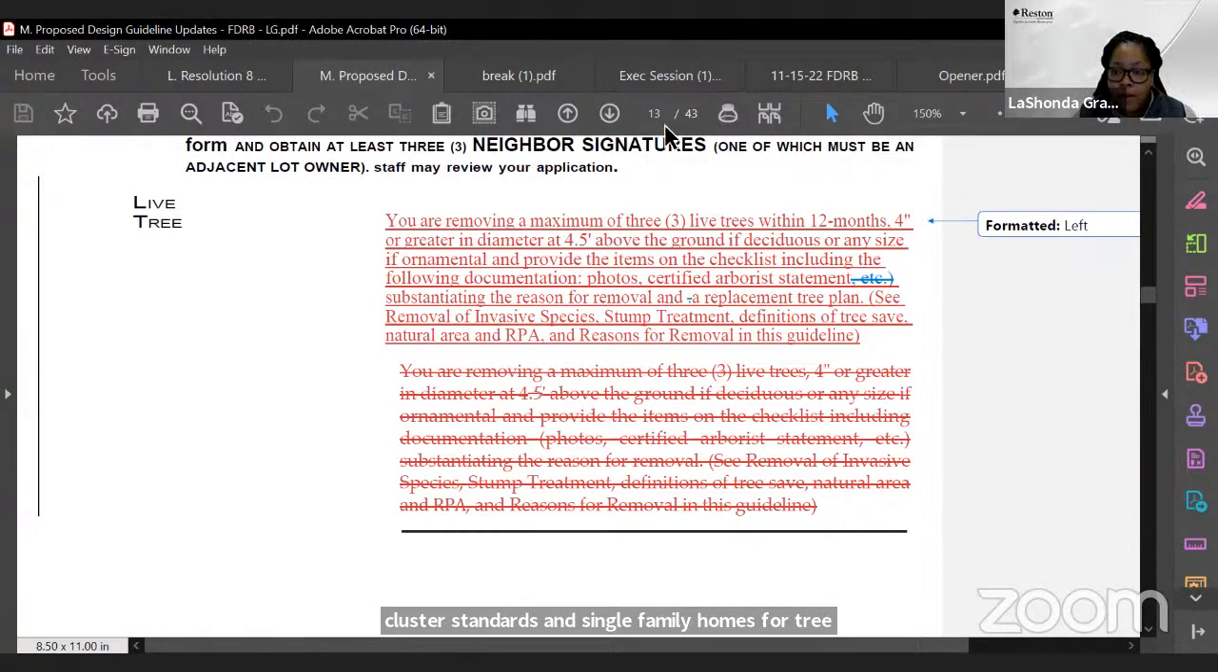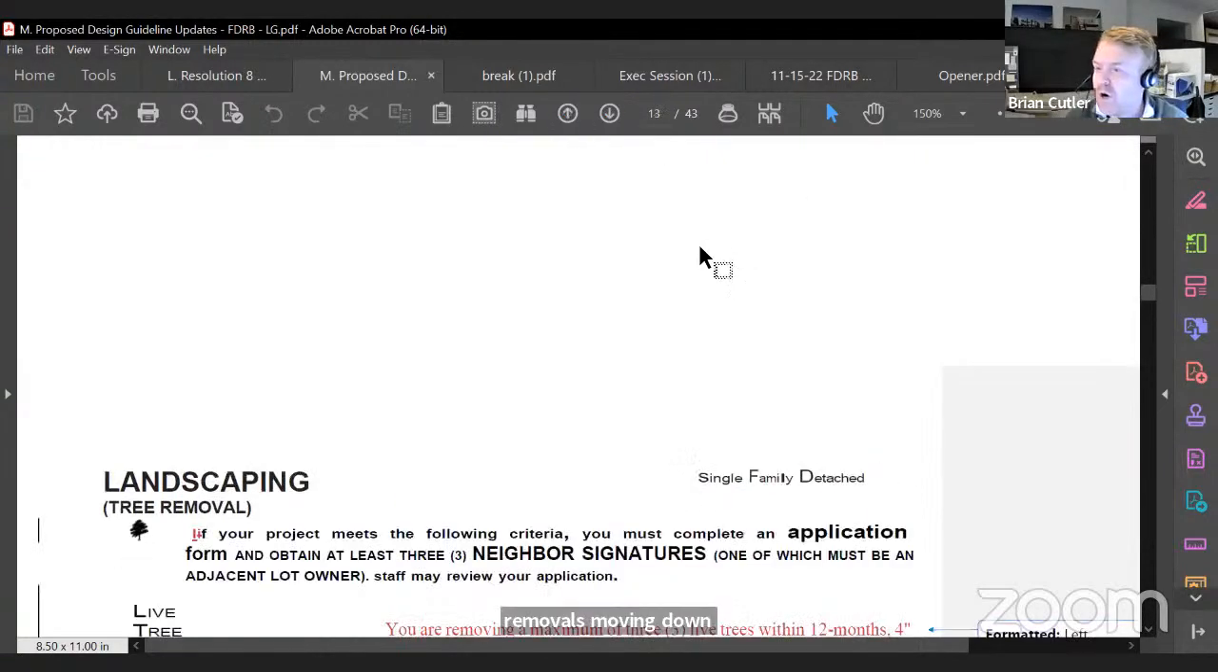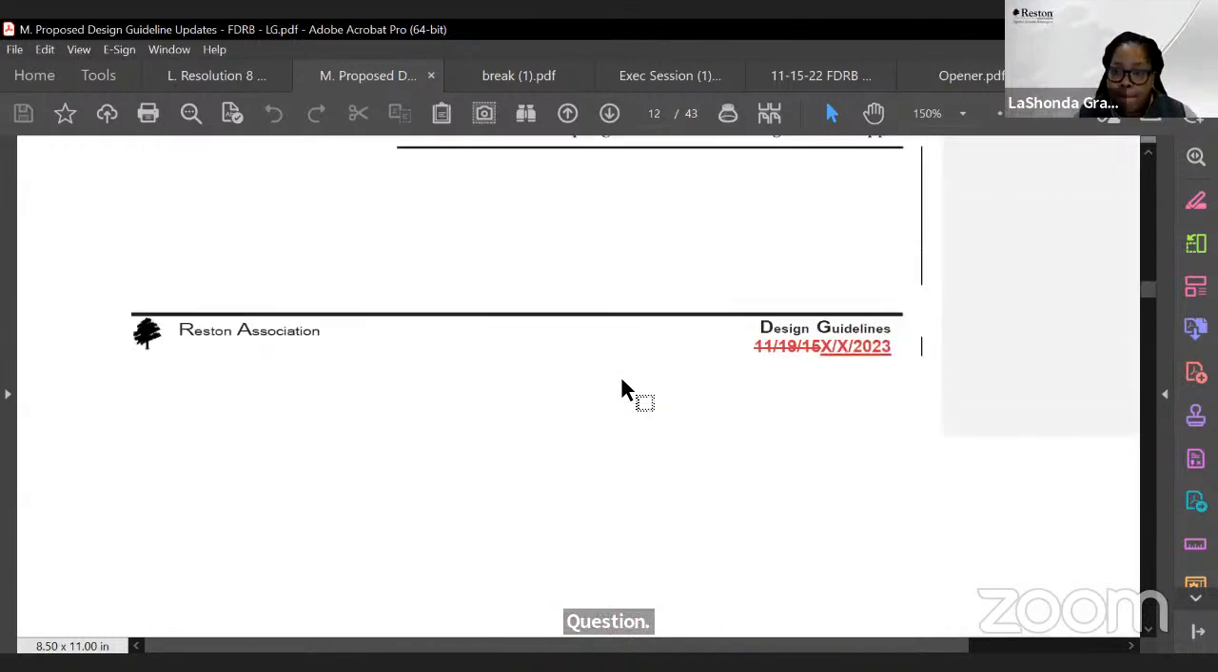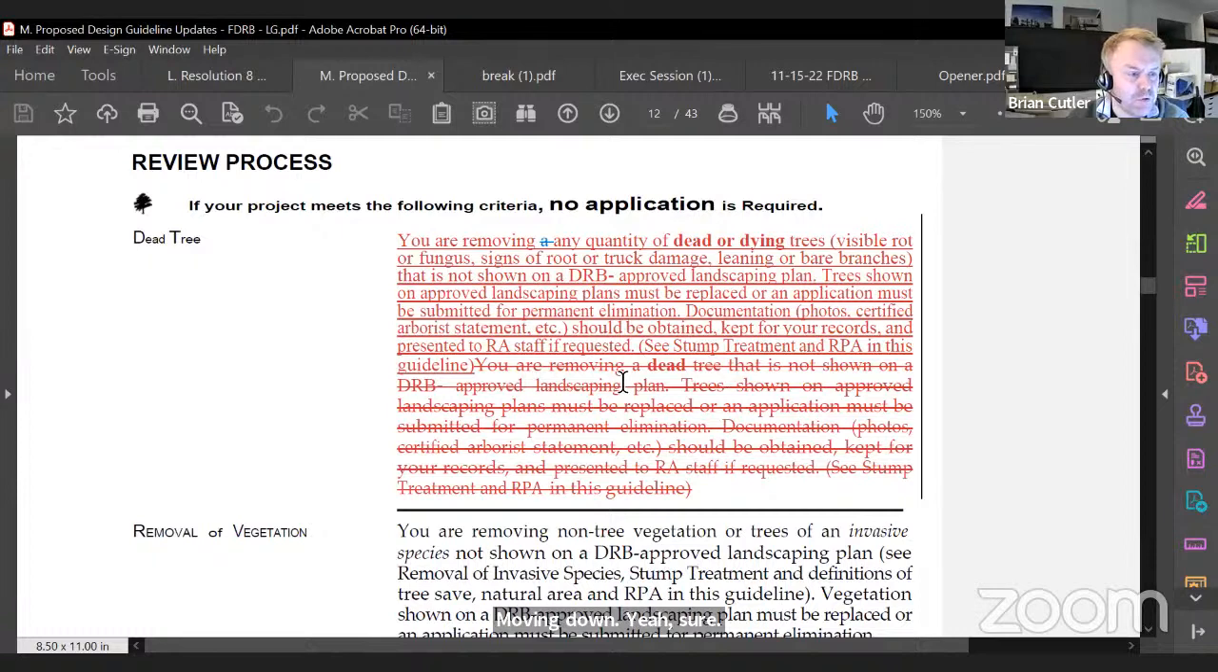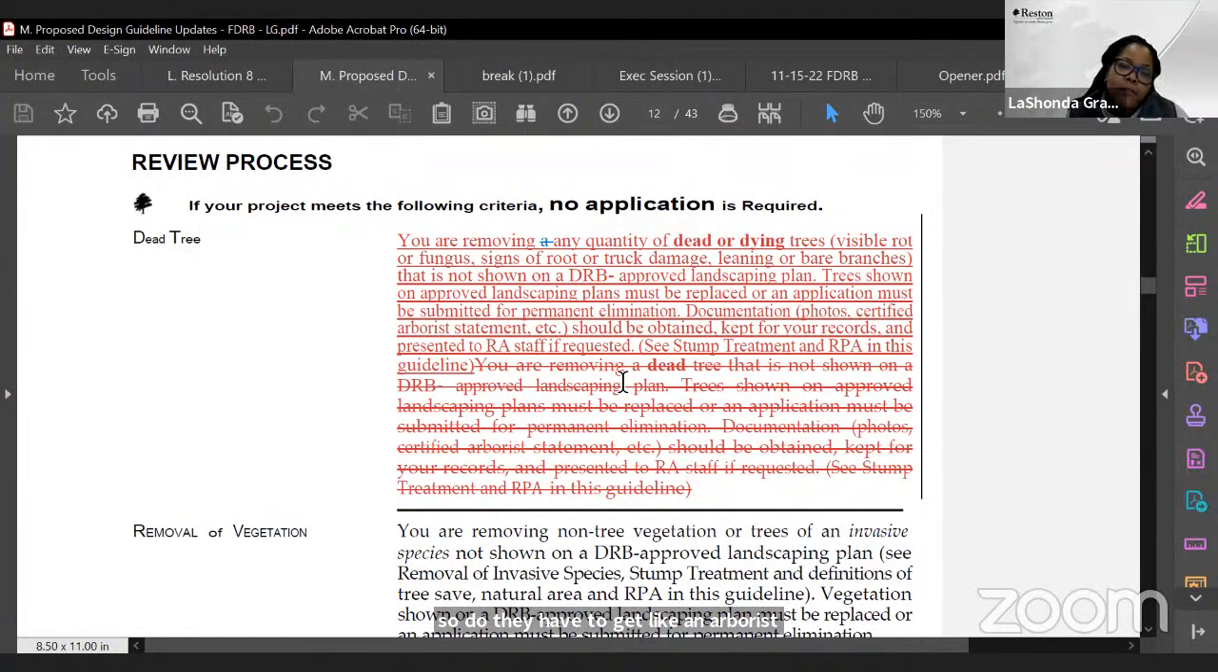Moving down. So LaShonda, can I ask a question? Yeah, sure. Back to the dead tree. Who determines if it's dead? Because I can see this one getting abused because a homeowner's just going to say, "Oh, the tree was dead, so I cut it down." And then what are we supposed to do? How do we handle that? Do they have to get an arborist report to say it's dead? We typically ask for an arborist statement, for them to send us an arborist statement so we can have it on record, just identifying the dead trees.